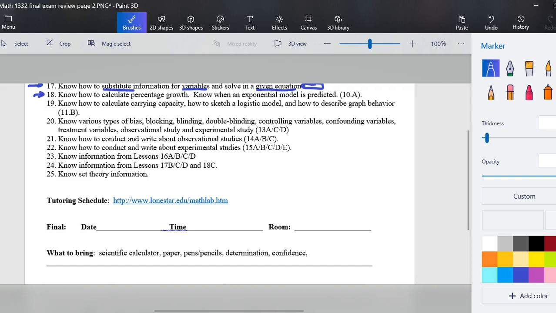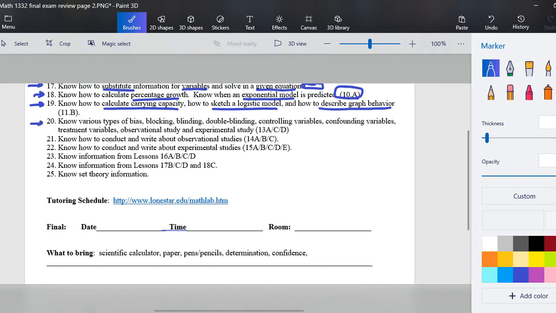Do you know how to calculate percentage growth? That was in a recent test. And to be able to predict if it's an exponential model. That was 10A. Do you know how to calculate carrying capacity, how to sketch that model and describe its behavior of the fast growth and the slow growth?